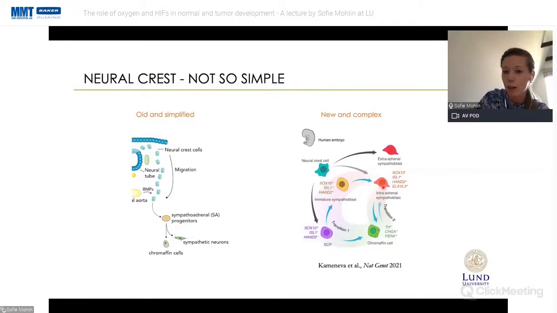And if that was not enough, there is also a transition phase in both directions between the intraadrenal sympathoblasts and the chromaffin cells. So you see that there is so much that we don't know about the neural crest, the different ways the neural crest cells go and how they commit. And of course, if we don't know that, then we will definitely not know where tumors form. So it's very important to look into and understand normal development to also understand tumor development.